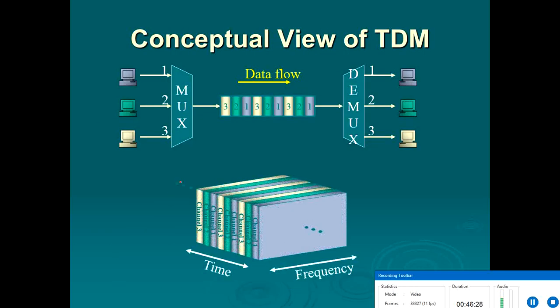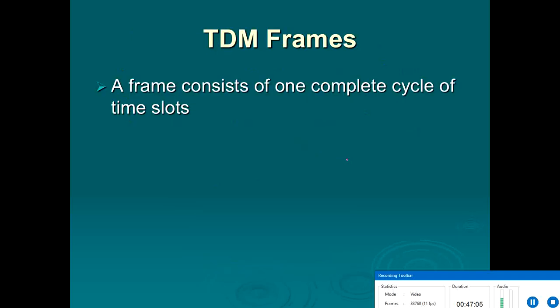So, just a conceptual view of TDM. In time division multiplexing, we need to multiplex the signals based on time. So we do the interleaving of the bits. First we take bit 1 from user 1, then bit 1 from user 2, and then bit 1 from user 3. We make a group out of it. Then we do the same thing again. When it is sent to the receiver side, these are demultiplexed. Bit 1 is sent to receiver 1, bit 2 is sent to receiver 2, and bit 3 is sent to receiver 3.